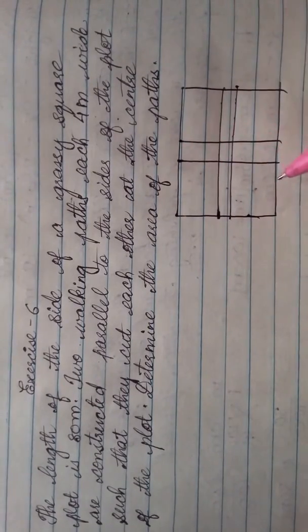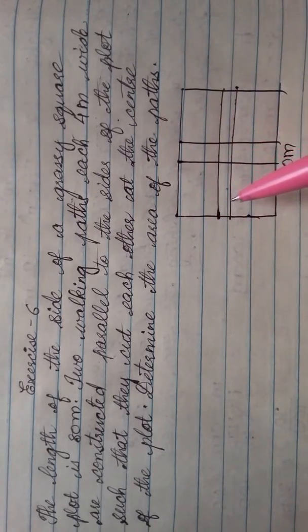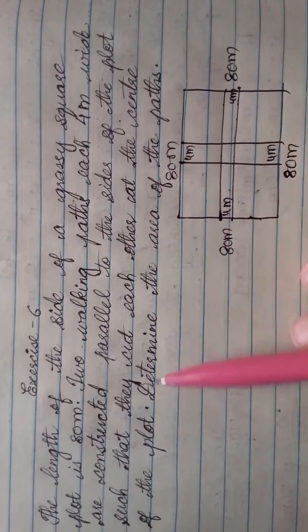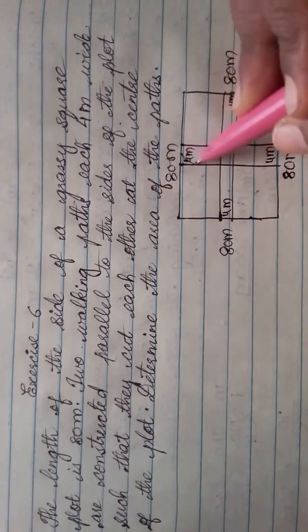Now let us write the length of the side. Each side is 80 meters. You know that all the sides in a square are equal. So it is 80 meters, 80 meters this side and 80 meters this side. And this width is 4 meters. The path width is 4 meters. Now they asked us to determine the area of the paths. So this area we are supposed to find out.